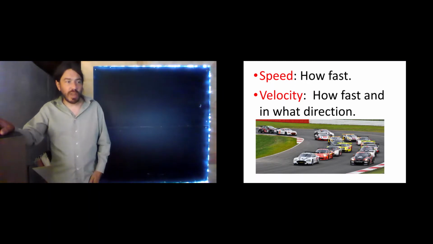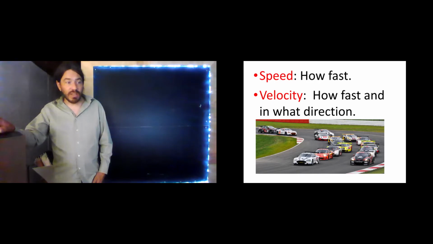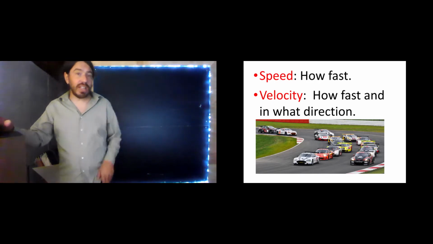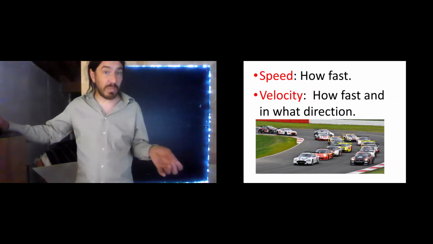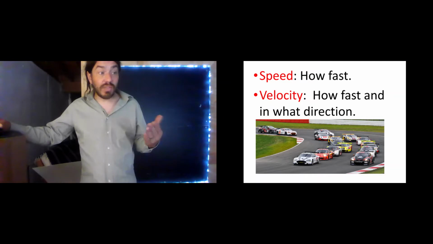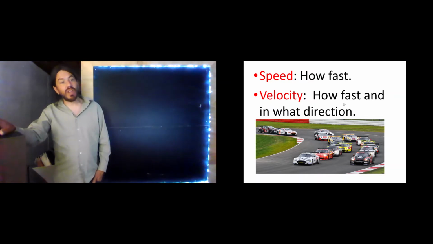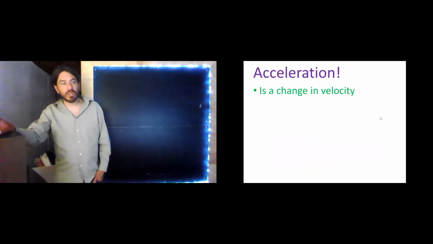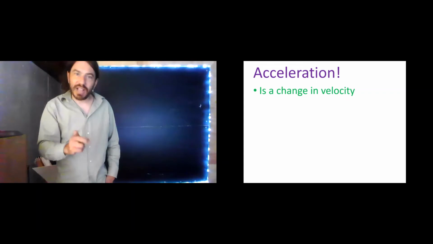Looking at these cars, even if they were all in a pack together and moving together, this car and this car could very easily have the same speed, but different velocities. Same speed because they're traveling equally fast, different velocities because they're traveling in different directions. So velocity is how fast and in what direction. And an acceleration is a change in velocity.